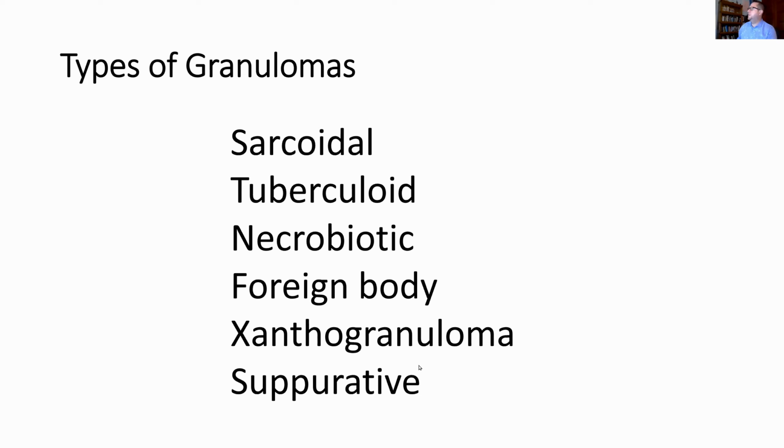Xanthogranuloma, which is foamy. So when we say xanthomatous without the granuloma, we're saying we're not seeing giant cells. And when we append the granuloma to it, we're seeing giant cells with them. We talk about juvenile xanthogranuloma, what we consider a neoplasm, but you can also see foamy cells in different processes. And then suppurative, implying infectious.